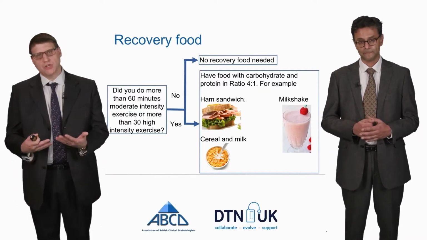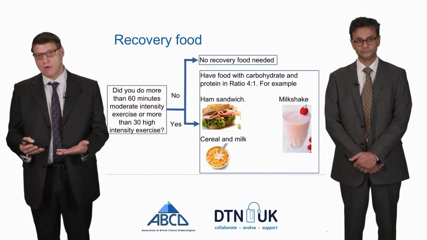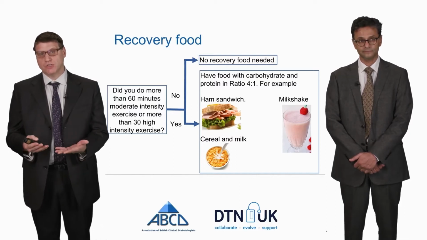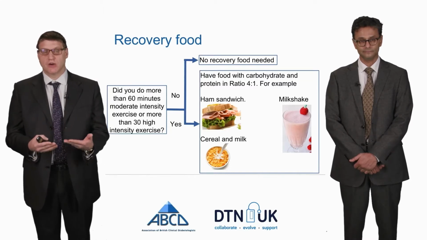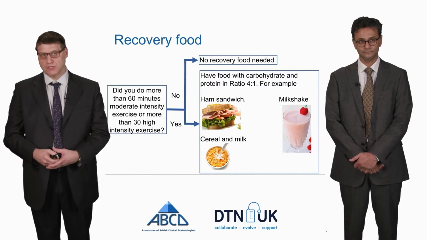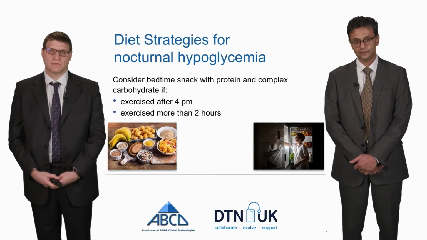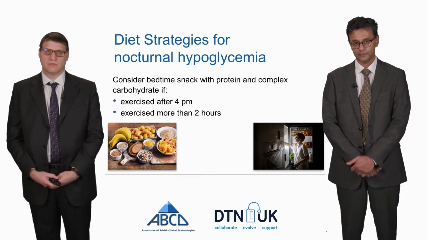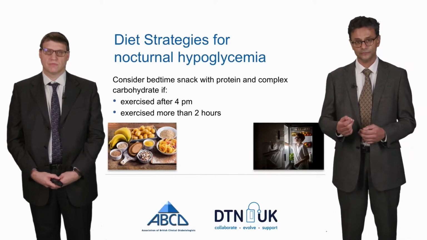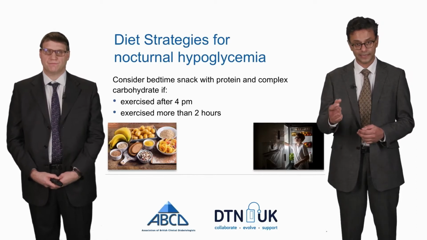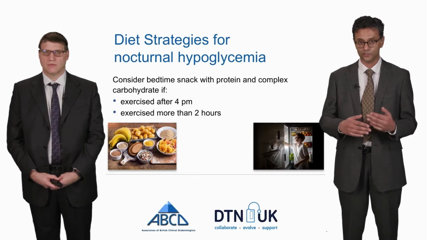And for an example as to how much you should use, what we're saying is you should use 1 gram per kilogram per hour of exercise of carbohydrate and 0.2 grams per kilogram of protein. So if you were 70 kilograms, you take 70 grams of carbohydrate and 14 grams of protein. For bedtime snack, we'd say think about it if there's a concern about hypoglycemia, and particularly in two conditions. One is if there's been a late exercise, so after 4 p.m., and the other is if there's been a long duration of exercise, so over 2 hours.